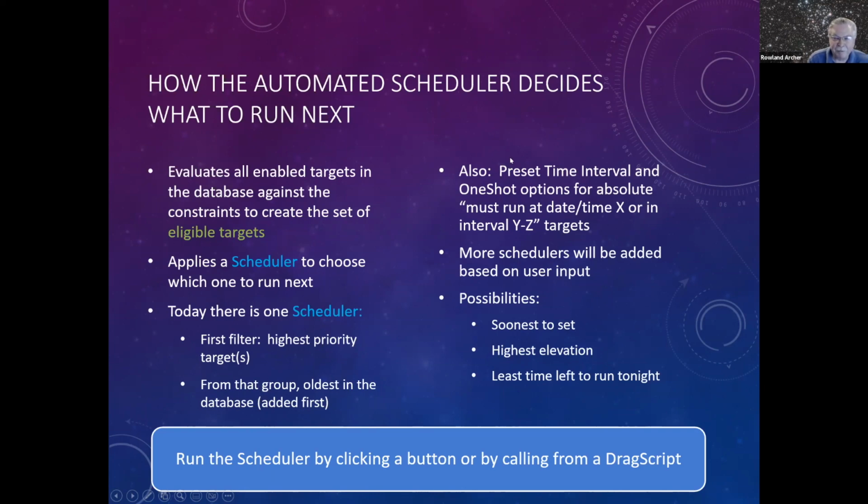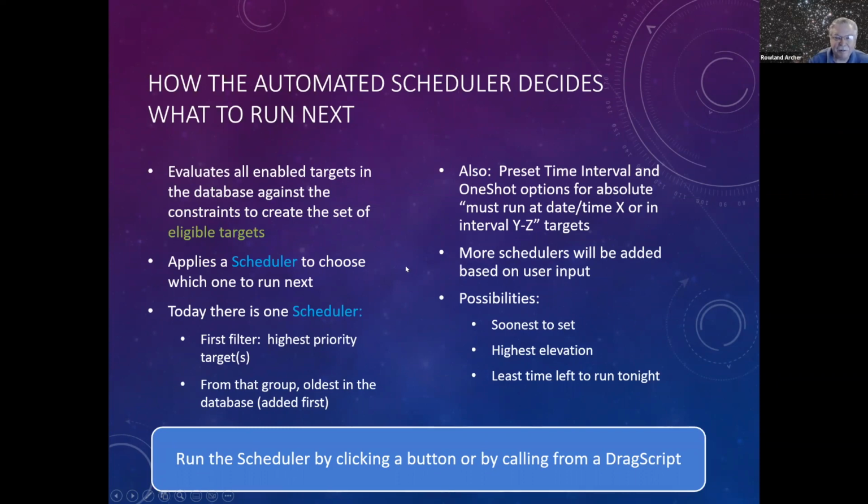There's also a couple of interrupt type functions called a preset time interval and one shot. These are for cases where, regardless of everything else, you absolutely want to run this one at a particular date and time, or between date time Y and date time Z. So this is handy if you have an astrometric event that you want to do tonight, or if you need to use the system for something like a live demo, you could set in this function and take over the scope at that point in time.